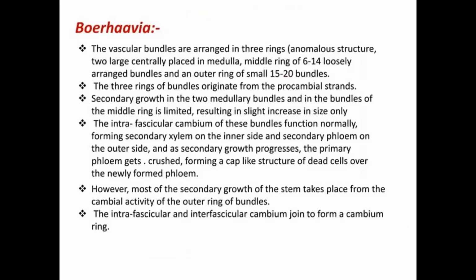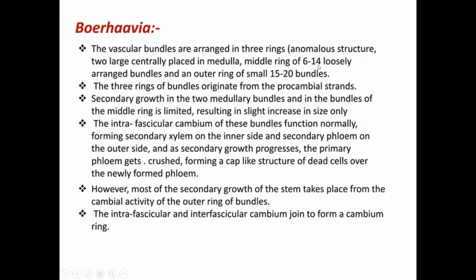So next one is the Boerhaavia. In Boerhaavia, the vascular bundles are arranged in 3 rings: inner ring, middle ring, and outer ring. The inner ring contains two large, centrally placed vascular bundles, present in the medulla region, and they are larger in size.